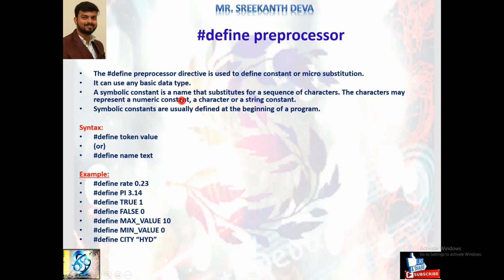A symbolic constant is a name that substitutes for a sequence of characters. The characters may represent a numeric constant, a character, or a string constant. Symbolic constants are usually defined at the beginning of a program.